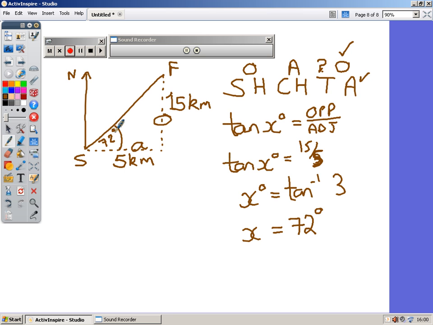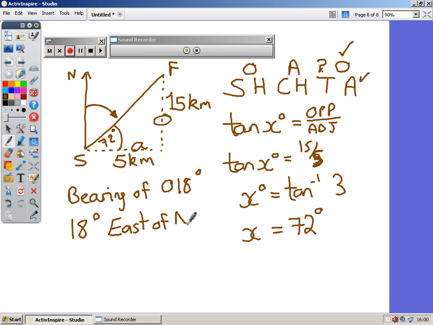Well, he's on a bearing from north of 018 degrees, or he is 18 degrees east of north, or we can say he's 72 degrees north of east. This is where the majority of pupils lose their final mark.